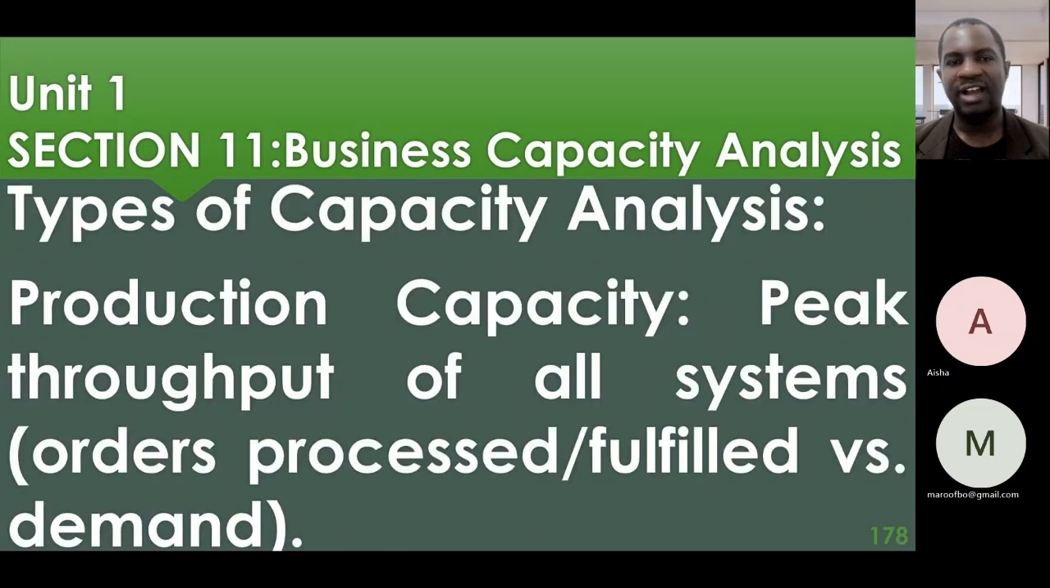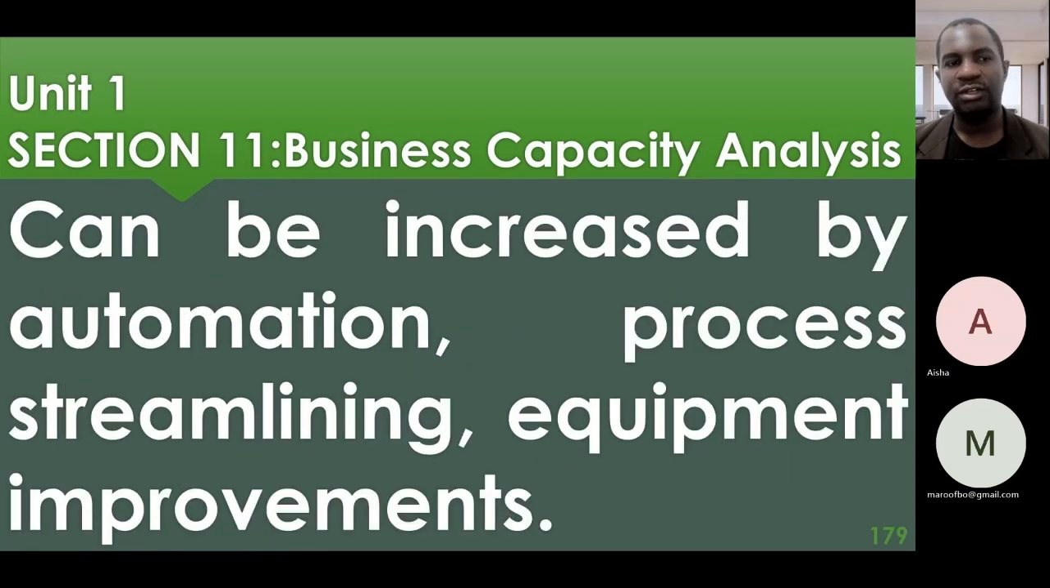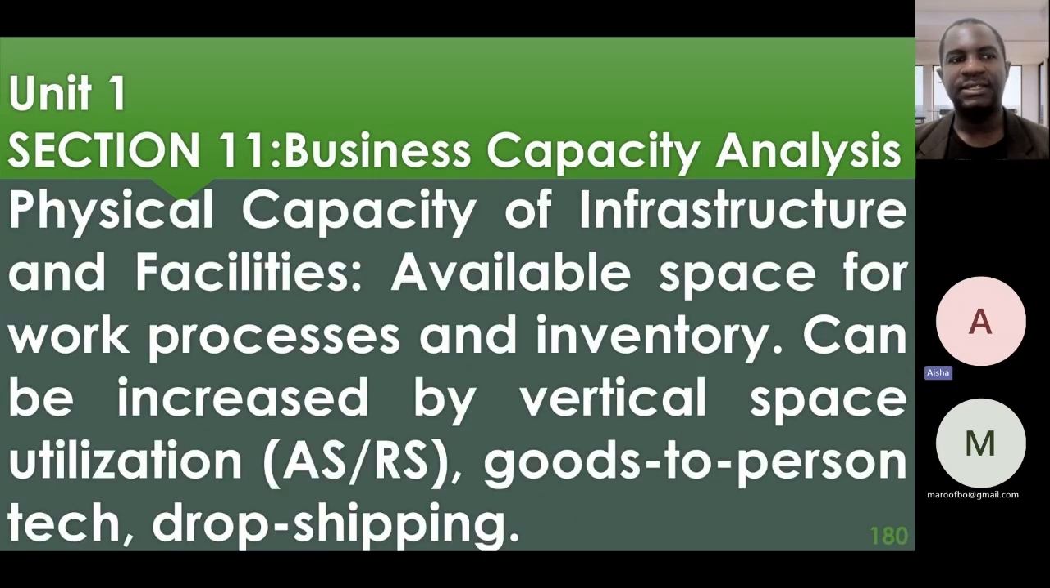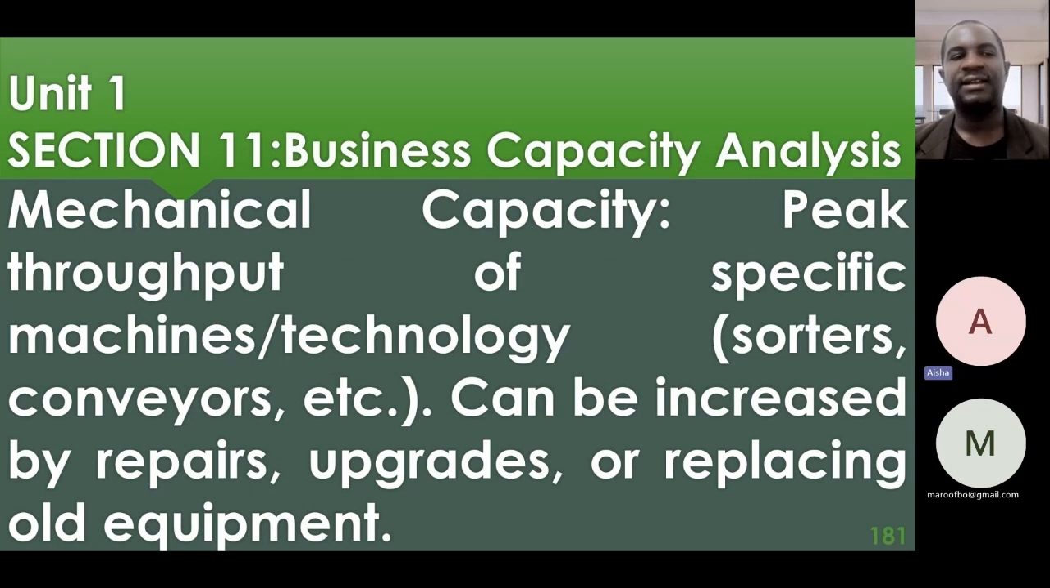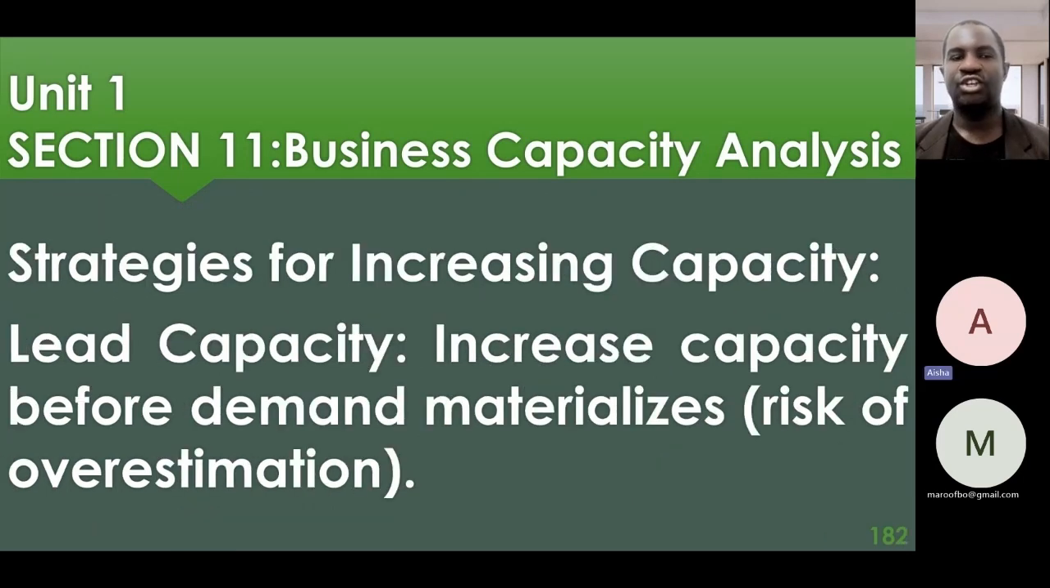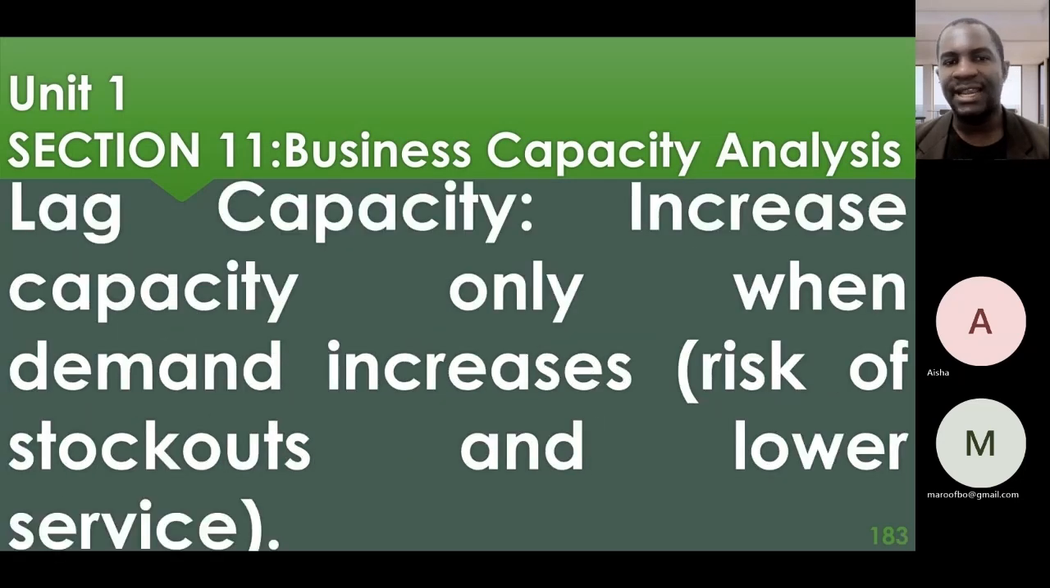Okay, no. So we have the types of capacity analysis. So there are types and there are strategies. The types are 3 of them: production, physical capacity, and mechanical. Exactly. So the strategies to be able to increase this capacity are the lead, which is being proactive, increasing your capacity to meet demand, while the lag is capacity to be able to sustain that demand and avoid stockouts.